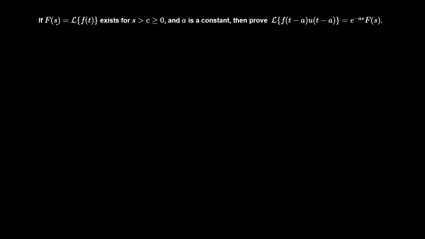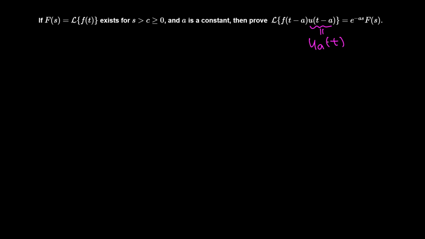If uppercase F is the Laplace transform of little f, lowercase f, if this exists for s positive and a is a constant, then the Laplace of f(t minus a) times u(t minus a), this is the unit step function, sometimes written as u_a(t), the unit step function at a, will be e to the negative as times F(s), where uppercase F is just the Laplace transform of little f.